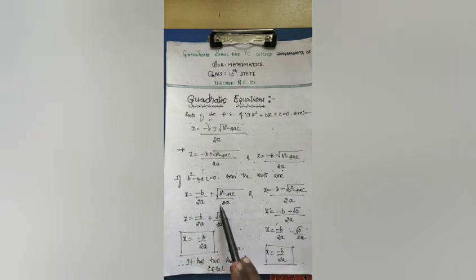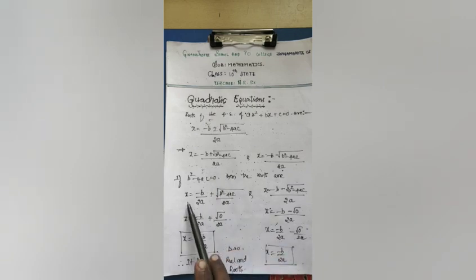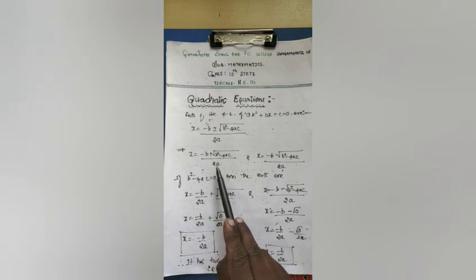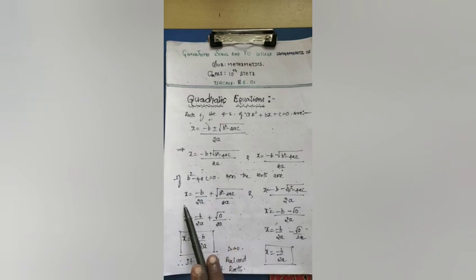Is it clear to all children? This is the major confusion in your examination while you are writing the exam, so be careful on that. When we separate the given denominator across the numerator, into the first term and second term, we get x = -b/2a + √(b² - 4ac)/2a.